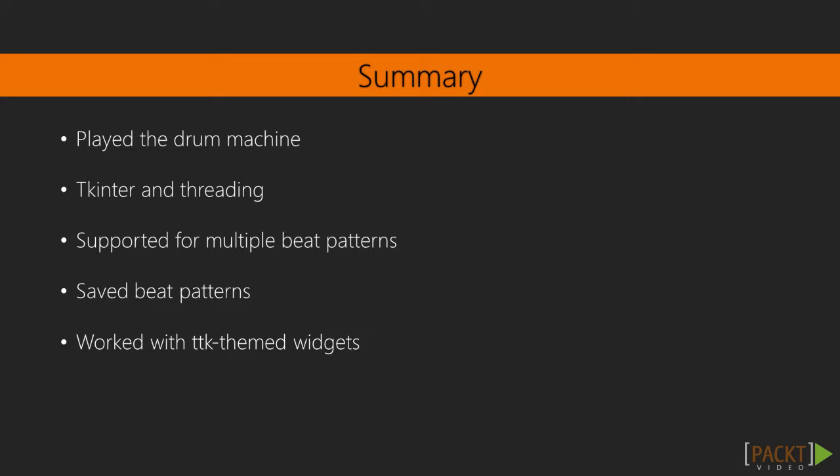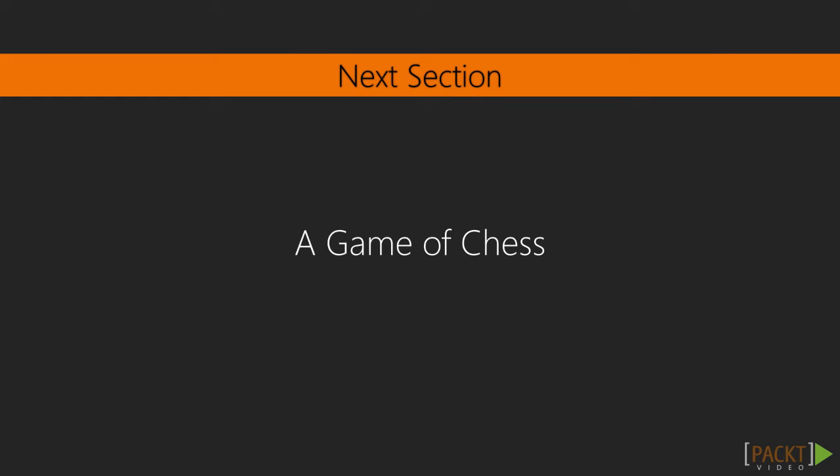Finally, we saw how to use ttk-themed widgets to ensure that our GUI feels native on the platform where it is run. Congratulations! You have now completed coding your drum machine. In the next section, we will build a game of chess in Tkinter.